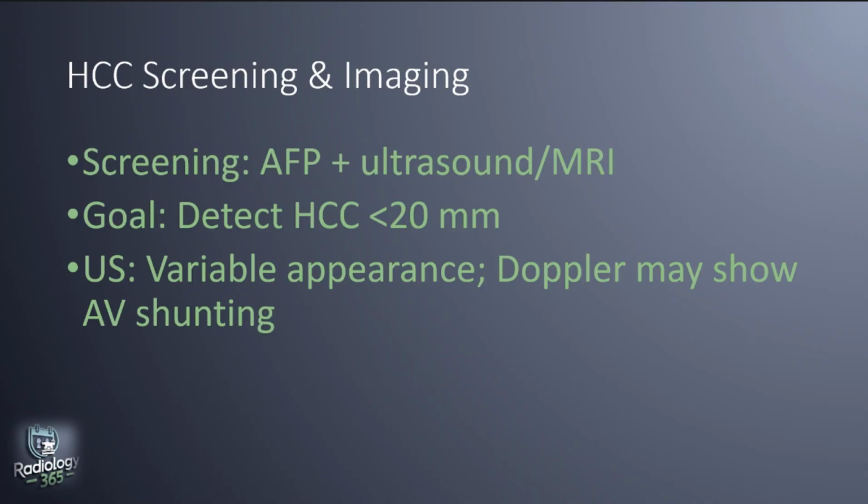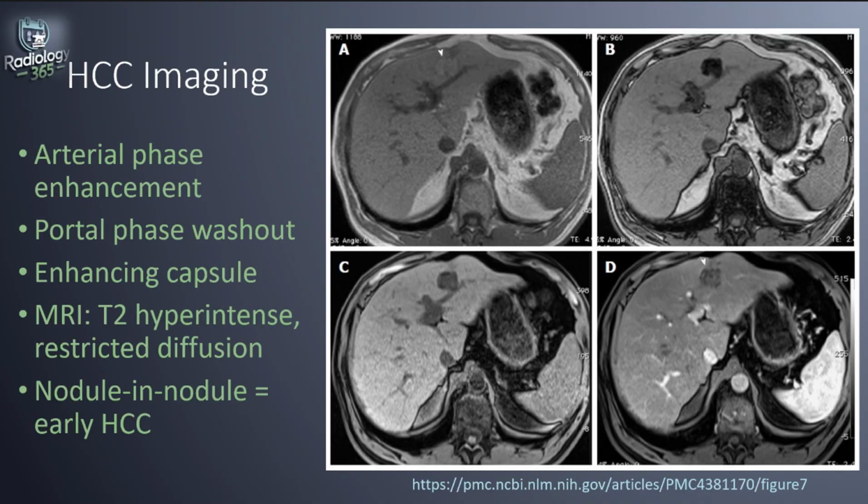MRI is increasingly used in such a case, especially when the nodules are detected or suspicion is high. The goal is to detect HCC when it's less than 2 centimeters in size, because at that stage, patients have more curative options. When it comes to imaging diagnosis of HCC, we look for a set of characteristic features.